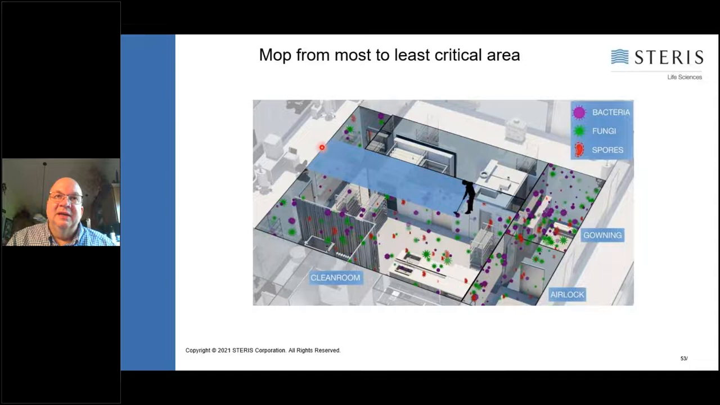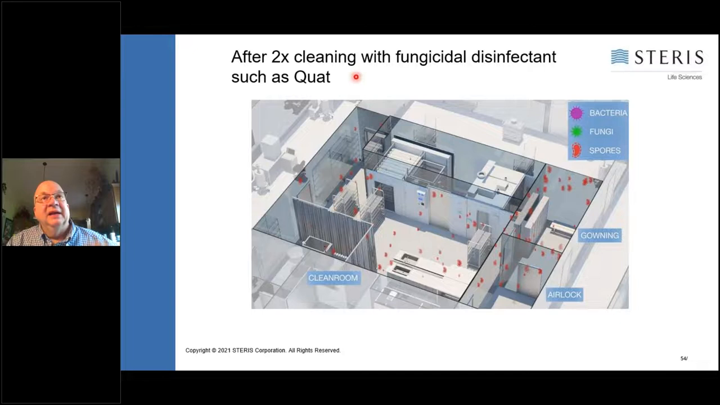And then you'll be applying disinfectant in that room. So what we'll do is we'll apply the next generation quat technology, so quaternary ammonium disinfectant, two times. You'll take environmental monitoring data after each phase. And what you can see here in the clean room, we have gotten rid of all our vegetative bacteria and our molds. So that next generation disinfectant, great job.